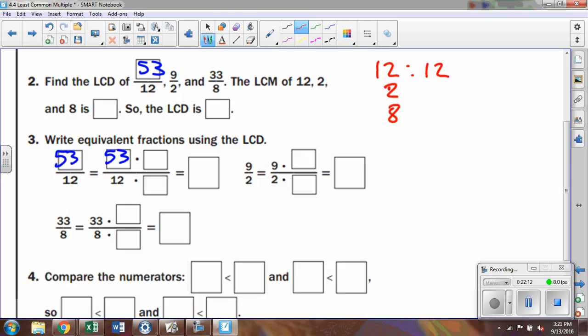Well, do all three of them go into 12? No. 8 times 1 is 8. 8 times 2 is 16. 12 does not work. So we'll go to the next one, 24. 8 times 3 is 24, so that one works. 2 is going to go into 24 since it's an even number. So we would have to recognize that since the least common multiple is 24, the least common denominator that we need is also 24.